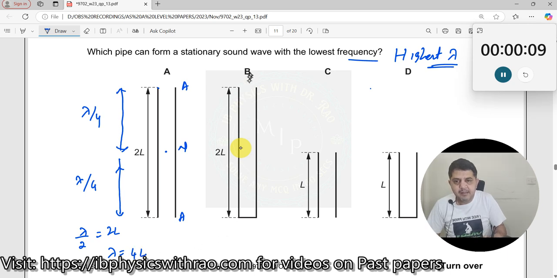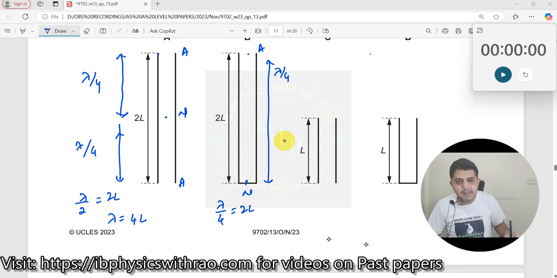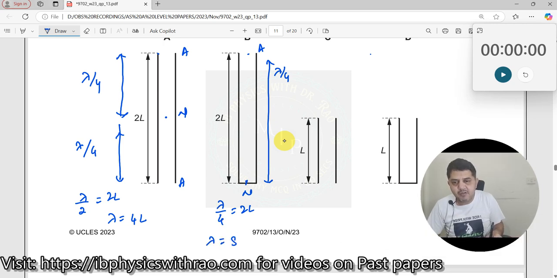Now let us do the same analysis. This would be the node, this would be the antinode, then the distance between these two would be lambda by 4. Now once again, lambda by 4 is equal to 2L, or in other words, lambda would be equal to 8L.